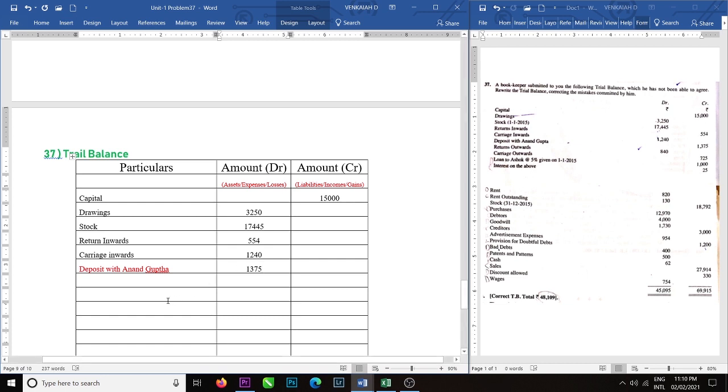Return outwards, that is purchase returns. Return outwards amount is 840. Purchase returns, return outwards. But carriage outwards is expense.